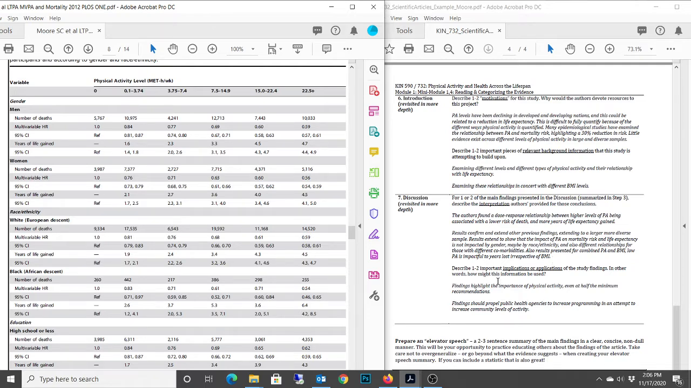Describe 1 to 2 important implications or applications of the study findings. In other words, how might this information be used? Well, my take on that is that findings highlight the importance of physical activity even at half the minimum recommendations of what levels we should be doing. Findings clearly should propel public health agencies to increase programming in an attempt to increase community levels of activity because we know it can improve life expectancy.